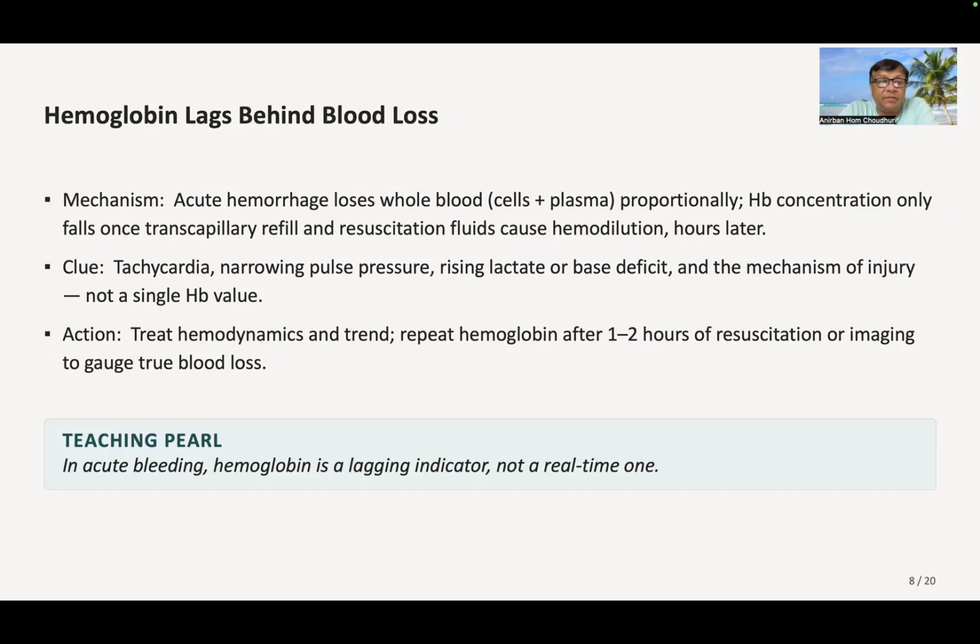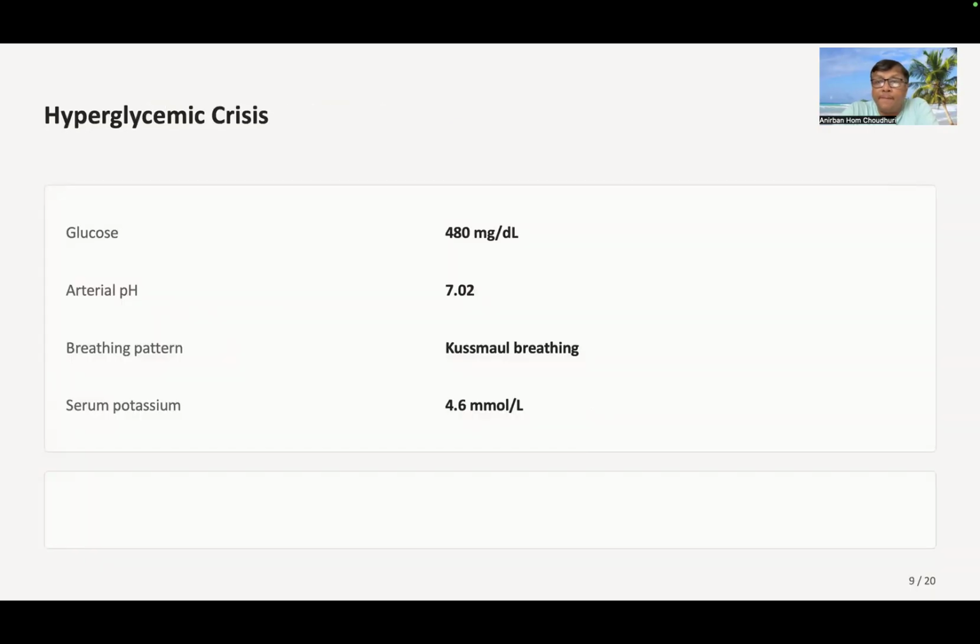So the teaching pearl remains that in acute bleeding, hemoglobin is a lagging indicator. It is not a real-time one. So we will have to repeat the hemoglobin after 1 to 2 hours of resuscitation.